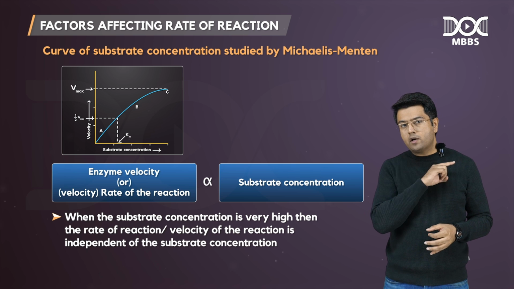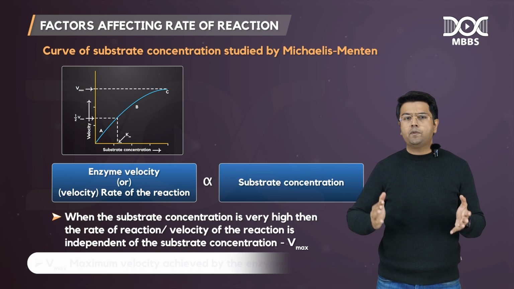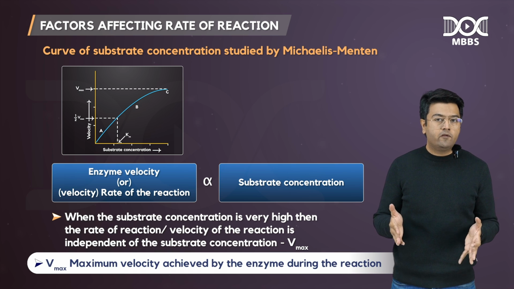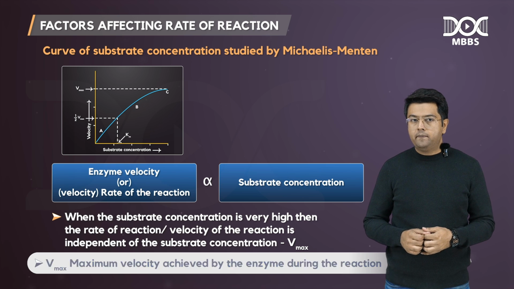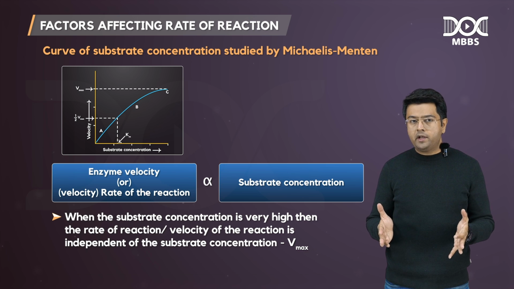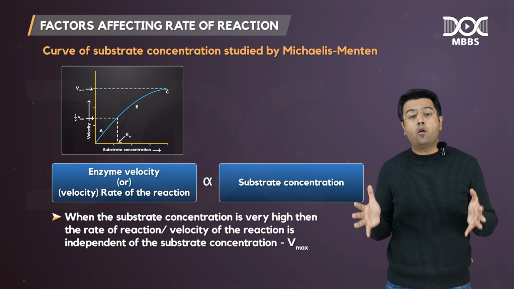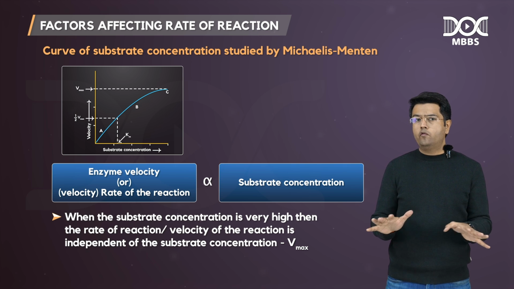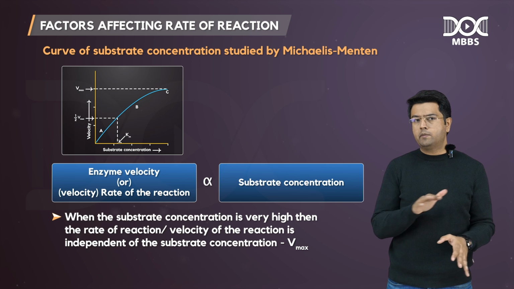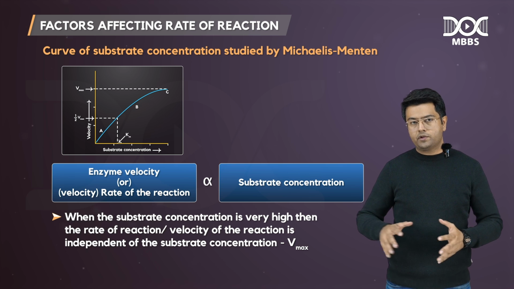So this point is called Vmax. What is Vmax? The maximum velocity achieved by the enzyme during the reaction, right? Okay. So this is the point that is called Vmax, where all the enzymes are already bound to the substrate. No free enzyme left. So velocity becomes now almost constant, right?